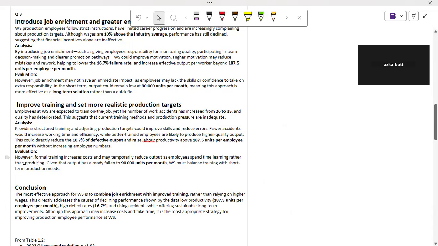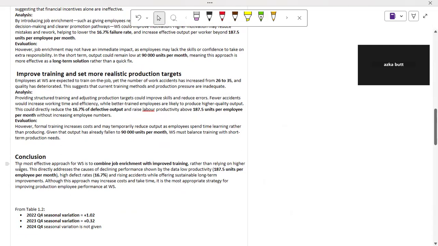So the evaluation is, however, formal training increases cost and may temporarily reduce output as employees spend time learning rather than producing. Given that output has already fallen from 90,000 per month, WS must balance the training with short-term production needs. So in conclusion, the most effective approach for WS is to combine job enrichment with improved training rather than relying on higher wages.